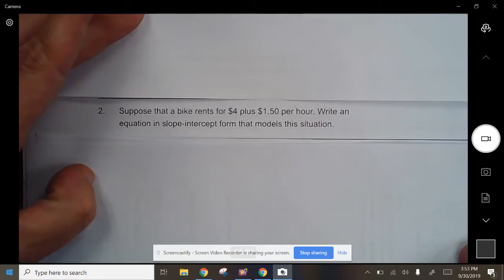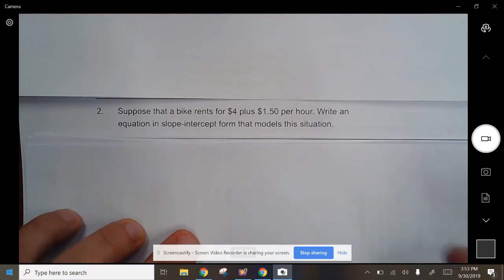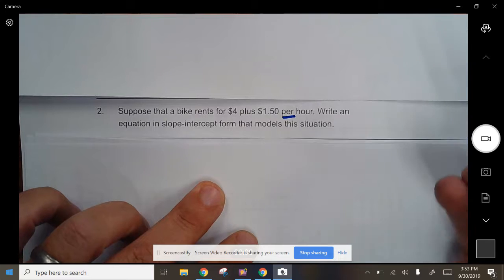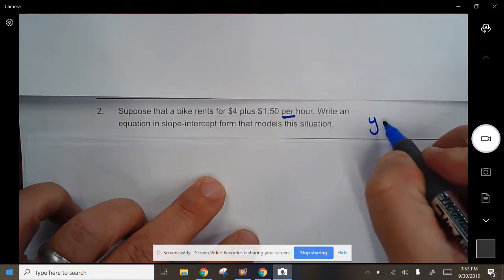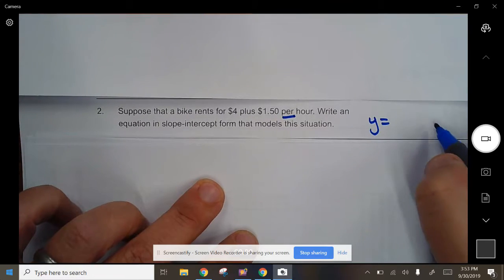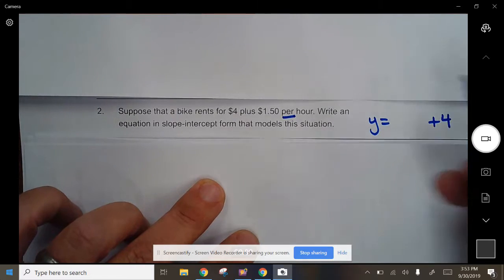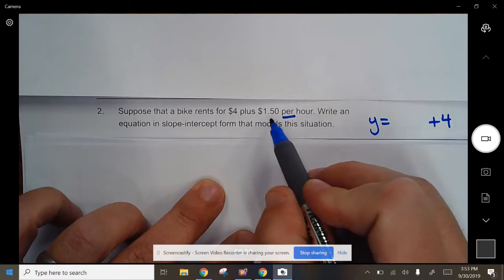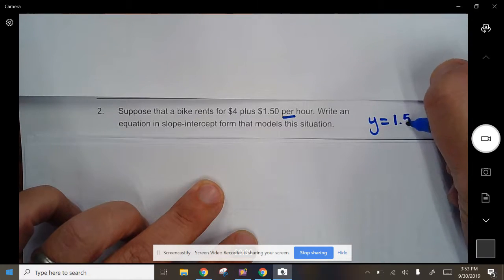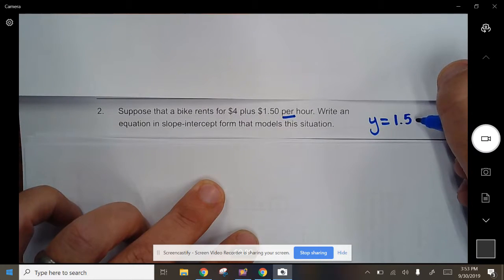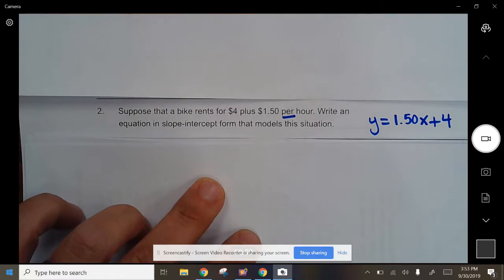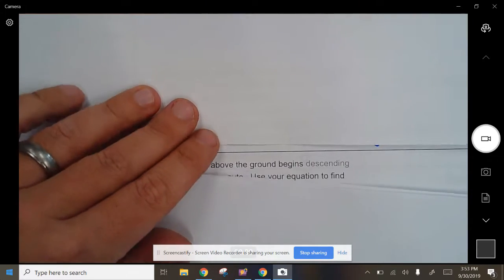Suppose that a bike rents for $4 plus $1.50 per hour. And you can look at your notebook again to make sure you know what you're doing. So y equals plus 4 is my starting point. My rent's $4 plus the $1.50 per hour. And we're going to put it as x. Okay? That per. All right.